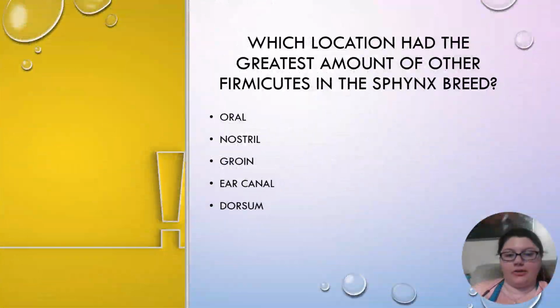Which location had the greatest amount of other firmicutes? So that's a specific part of the graph picture. And the Sphinx breed, was it the oral, nostril, groin, ear canal, or dorsum? The actual location was the ear canal of the Sphinx breed. They had the most amount of other firmicute bacteria.